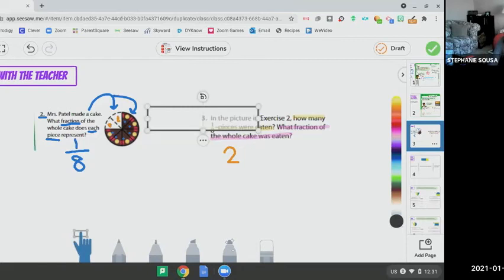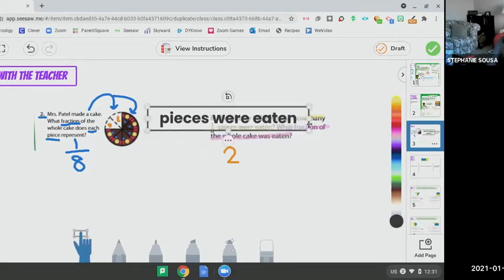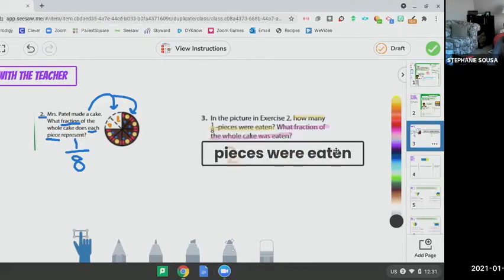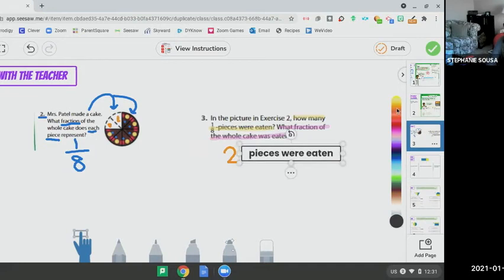2 pieces were eaten. This question did not ask me for a fraction. It just says how many pieces were eaten. And when I look at that picture, I can see that there's 2. So there are 2 parts to the answer inside of this problem. The first one is how many pieces were eaten. The answer is 2. So that's our yellow question answered.